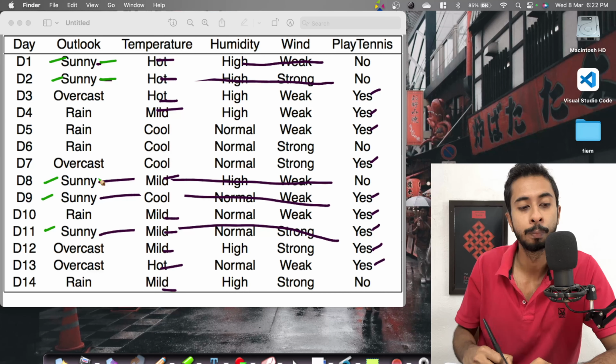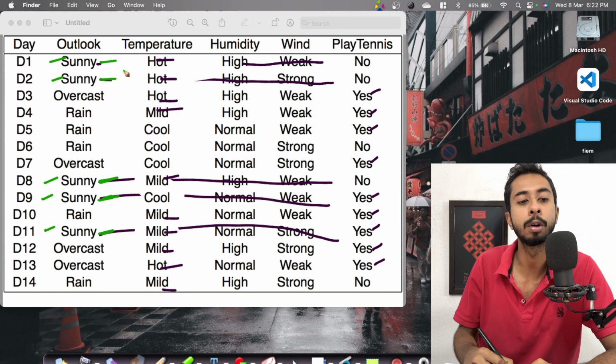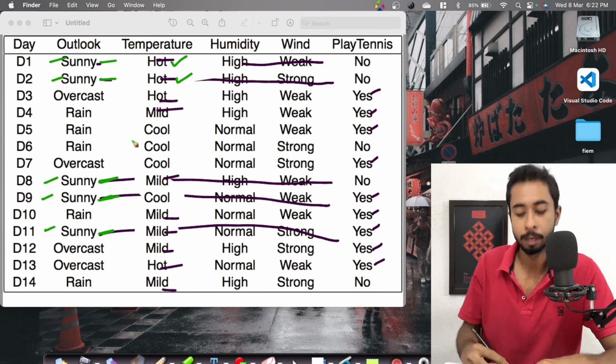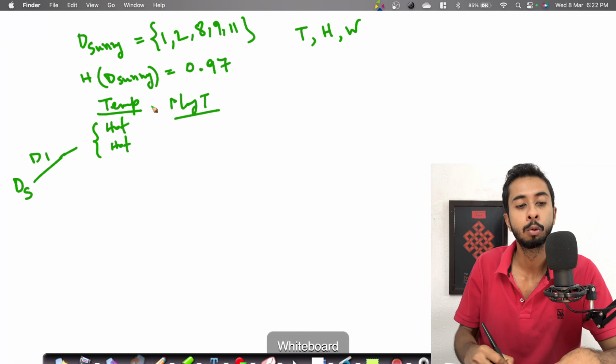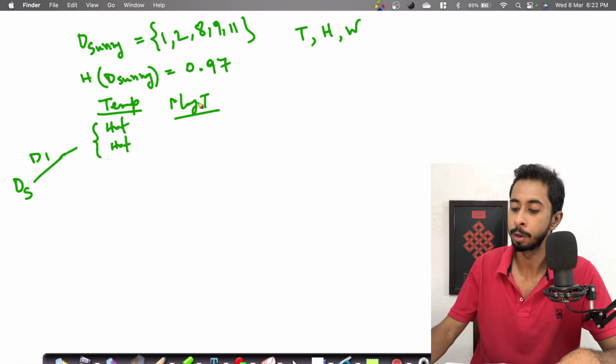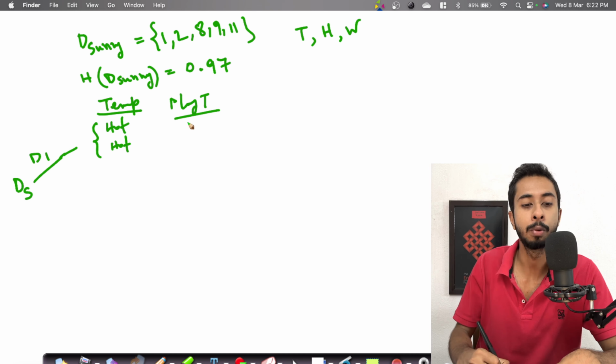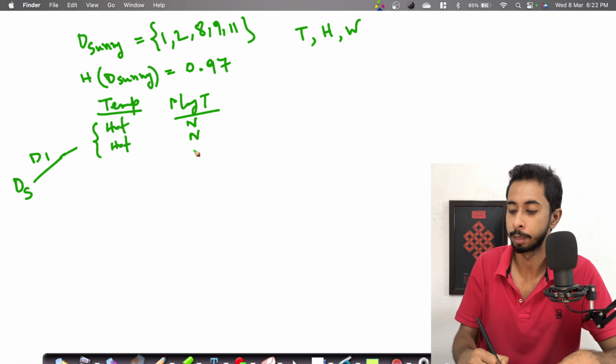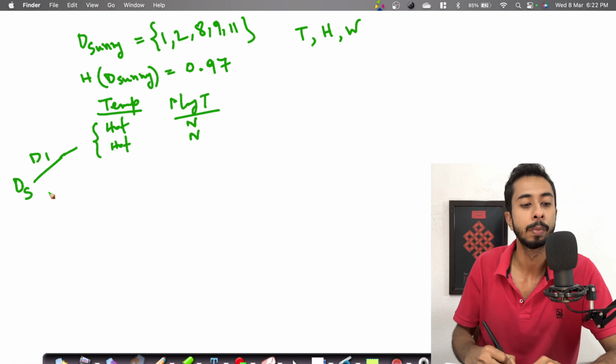So how many Sunny data are present? 1, 2, 3, 4, 5, right? Out of these, how many hots are present? 1 hot, 2 hot. Yes, that's it, right? That is why I'm writing here 2 hots only. And what are the corresponding play tennis values? It is no for both the cases. You can check it.